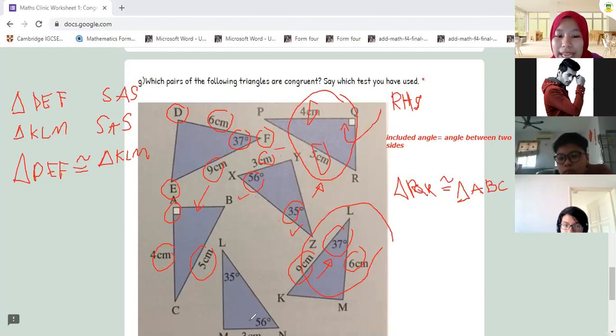Now you compare with LMN. Angle, angle, side. Then you compare the value. Are they the same? Oh, teacher, same. 35 degree, 56 degree, 3 cm. So I can tell that triangle XYZ is congruent to triangle LMN.